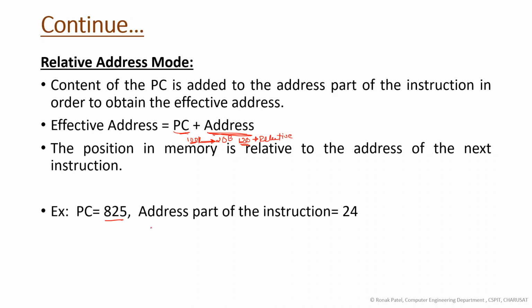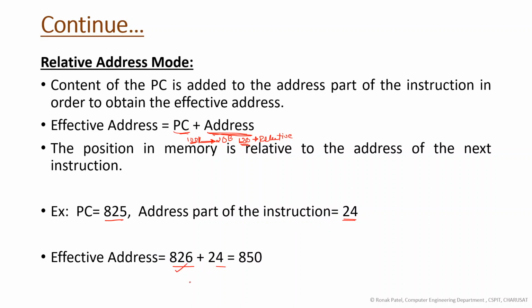Okay, let's see the example. Suppose your program counter is 825. The address part of the instruction, this is your address field, is 24. So your effective address calculation is 826 plus 24.